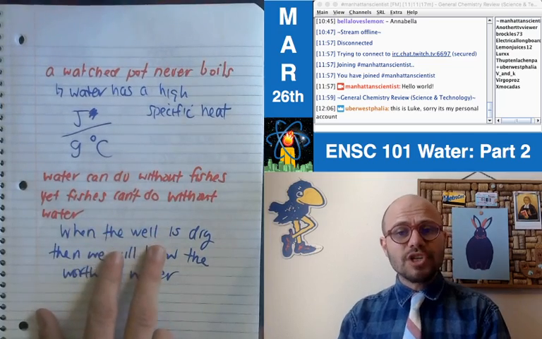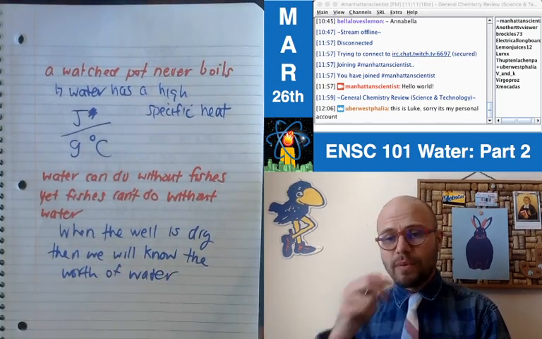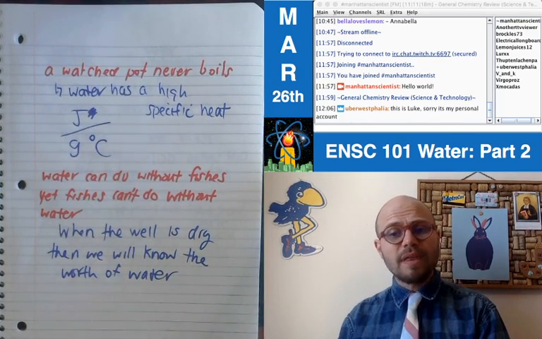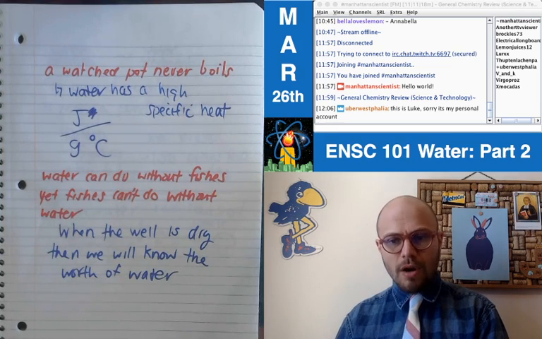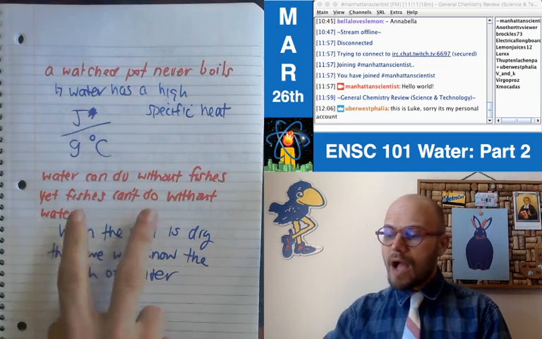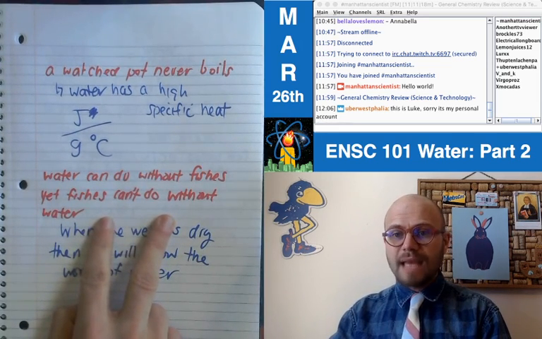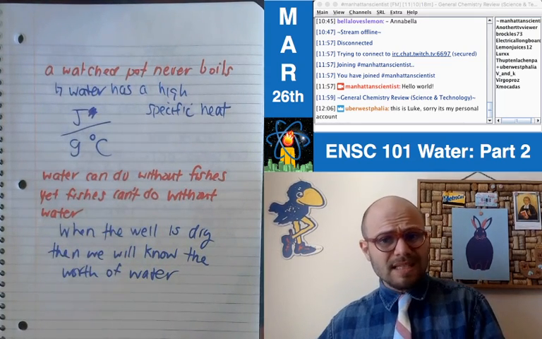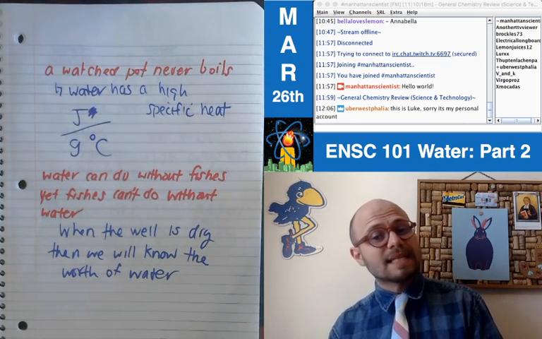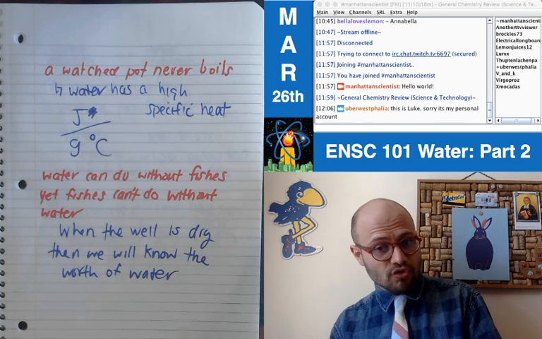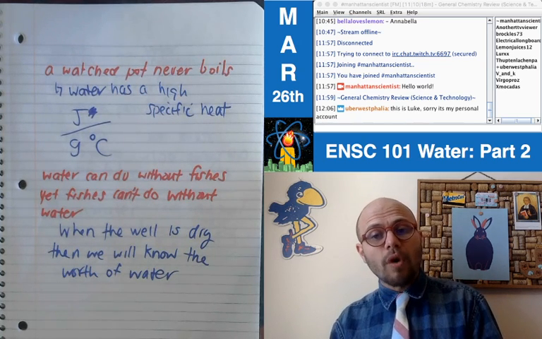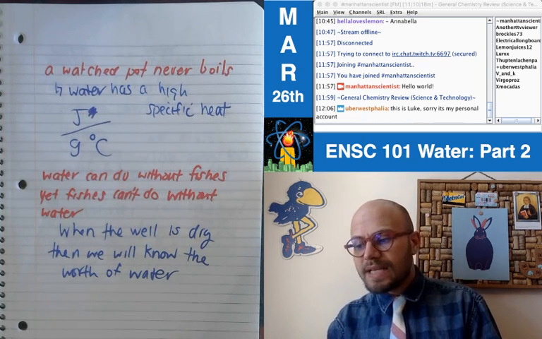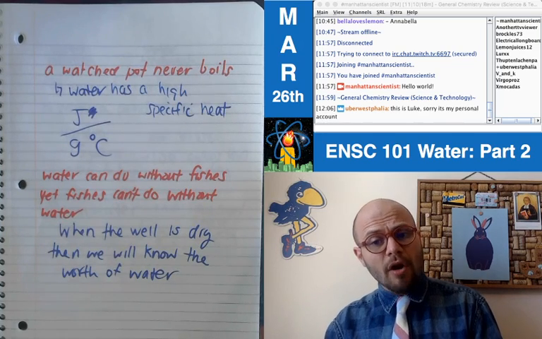Similarly, the last one, which is going to be relevant from the perspective of when we were talking about climate change, with how the world will continue to be here, regardless of where humans are: water can do without fishes, and yet fishes can't do without water. Which is to say that water is technically inorganic. It's not living itself, and it doesn't really care who's drinking it. But we, of course, rely on water, and so we need to make sure that that is a priority for us.